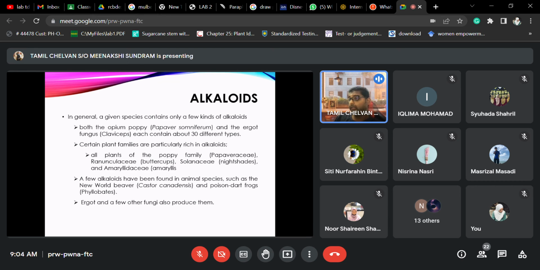A few alkaloids have been found in animal species such as the New World beaver and poison dart frogs. Ergot and a few other fungi also produce them.